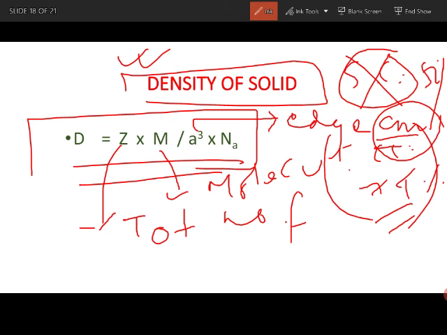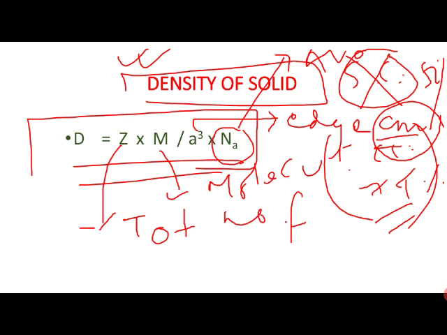Okay, and what is this Na? Na is nothing but the Avogadro's number. Am I clear? So I request all my students to kindly take a screenshot of this, so that it will be easy for you to understand. Now one more question I'll be solving for you, so that you will understand how to apply this formula in a better and more efficient way.